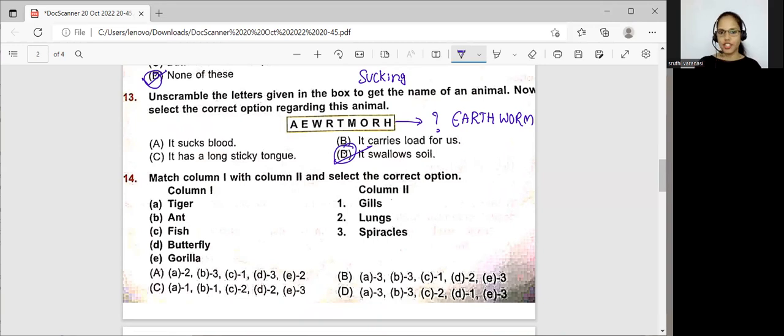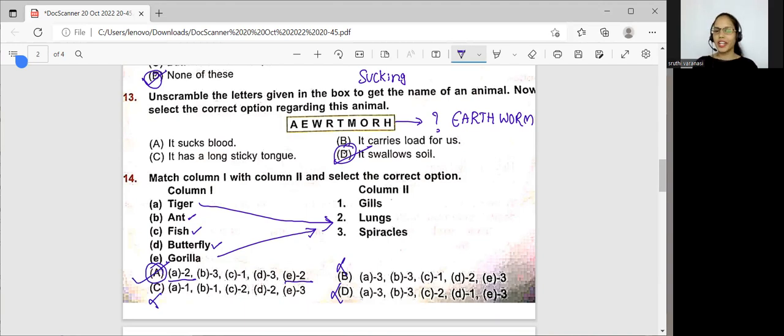14th question. You have matching. You don't know what the respiratory organs of ant, fish, butterfly are, but you know that a tiger breathes through the lungs, and you also know a gorilla also has lungs, but you don't know the rest three. So how can you answer in such situations? You can say A is to, E is to. Now search where they are. Rest of all are matched wrongly. So nicely you can eliminate all these options and you can keep A as an option. Okay, this is called an intelligent answering technique. So you can use this whenever you don't know some answers, students.